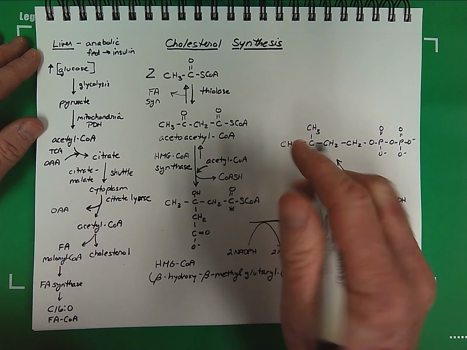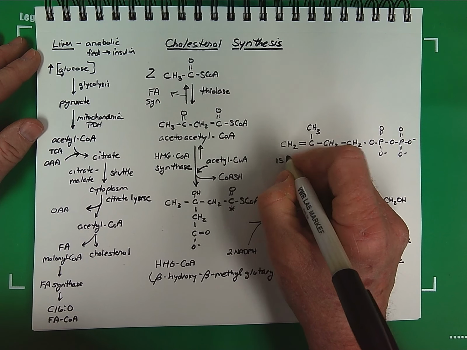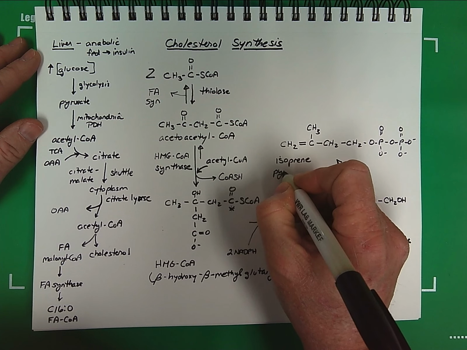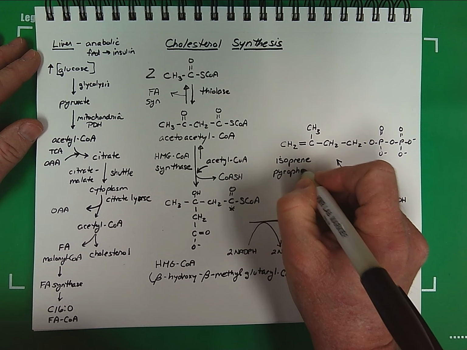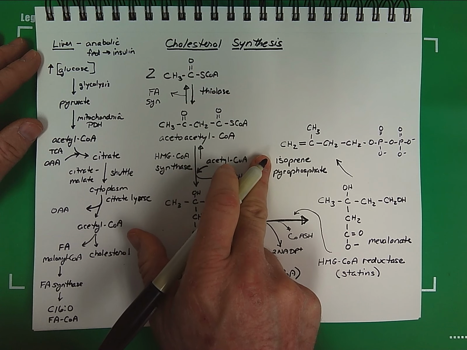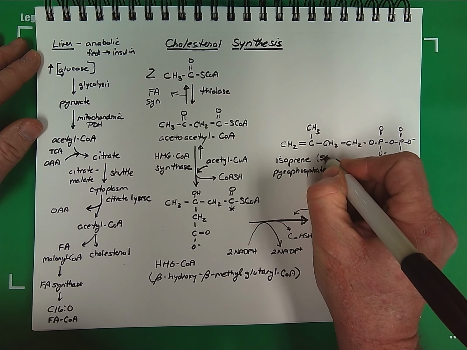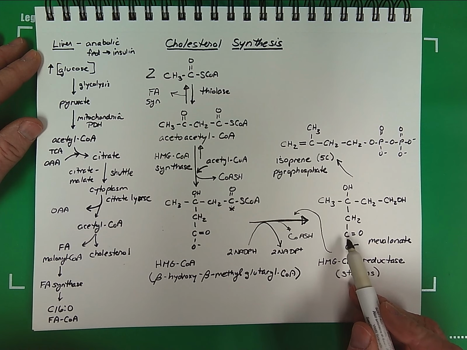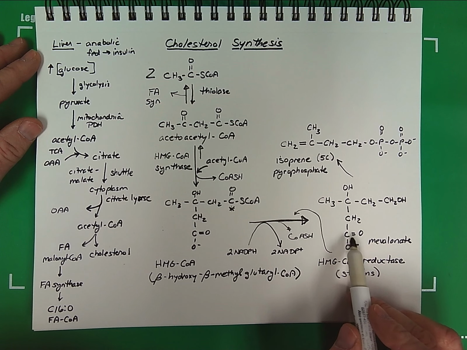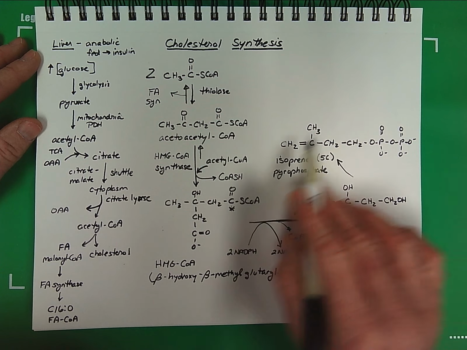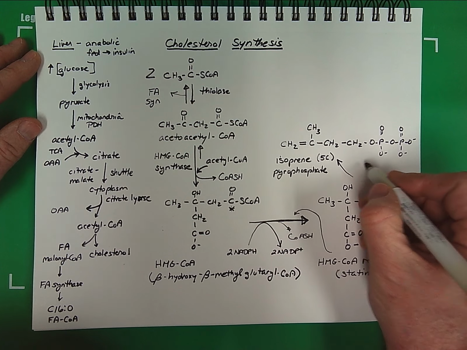So this product here is called isoprene pyrophosphate. Isoprene pyrophosphate, notice, is a 5-carbon molecule. So we have here in mevalonate 1, 2, 3, 4, 5, 6. So clearly, in order to generate isoprene pyrophosphate from mevalonate, this is going to be several reaction steps.